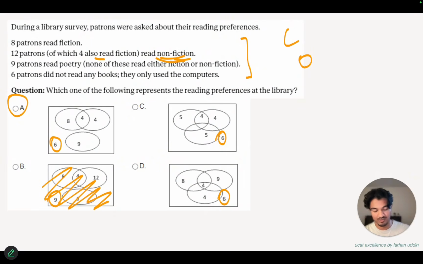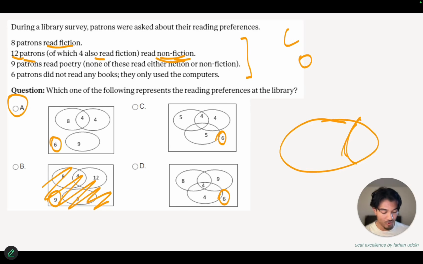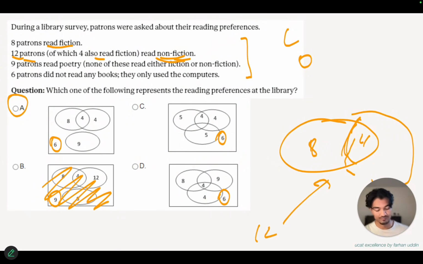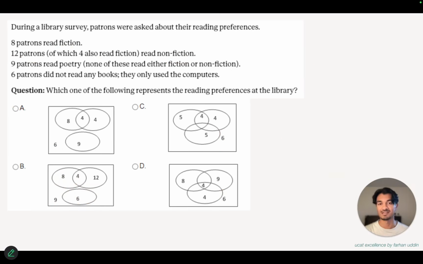That's the question. So we've got 8 patrons read fiction and then 12 patrons, of which 4 read fiction. So 12 is going to be the total of one of them. And then if you can imagine this to be the overlap, of which 4 read fiction, it's going to look something like this, because you want this total to add up to 12. Which one looks like that? We've got A. A looks like that. So A is our best answer in this case.